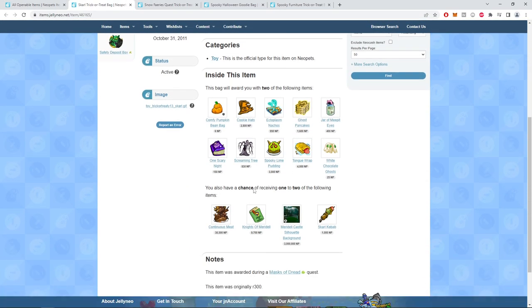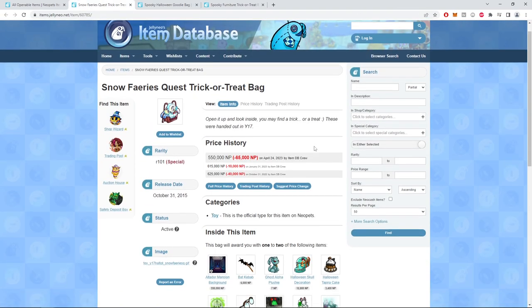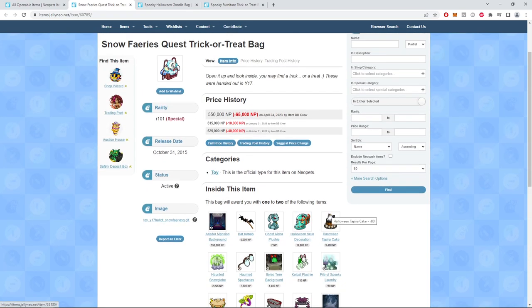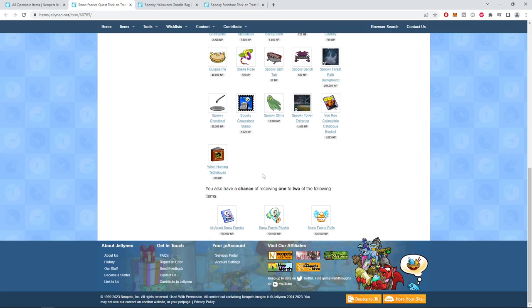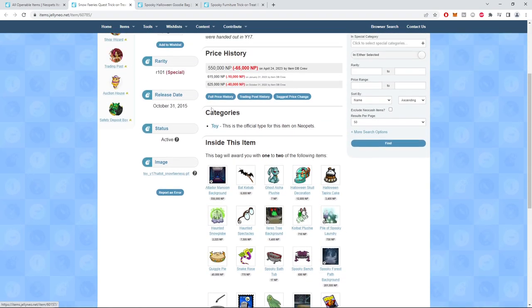Two items worth nothing. Silhouette background. Silhouette backgrounds definitely do sell quite well, I can tell you that. So I bought one of these for one of my pets, 200k. One to two. You'd have to literally hit one of these two and something good here to make profit.